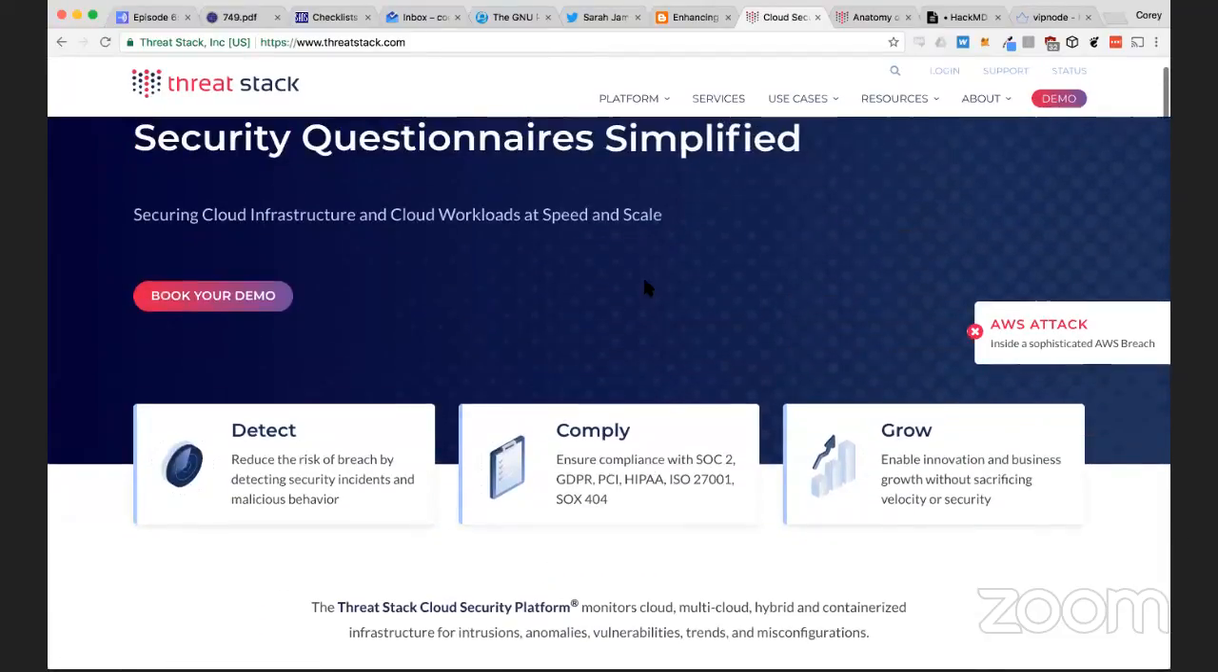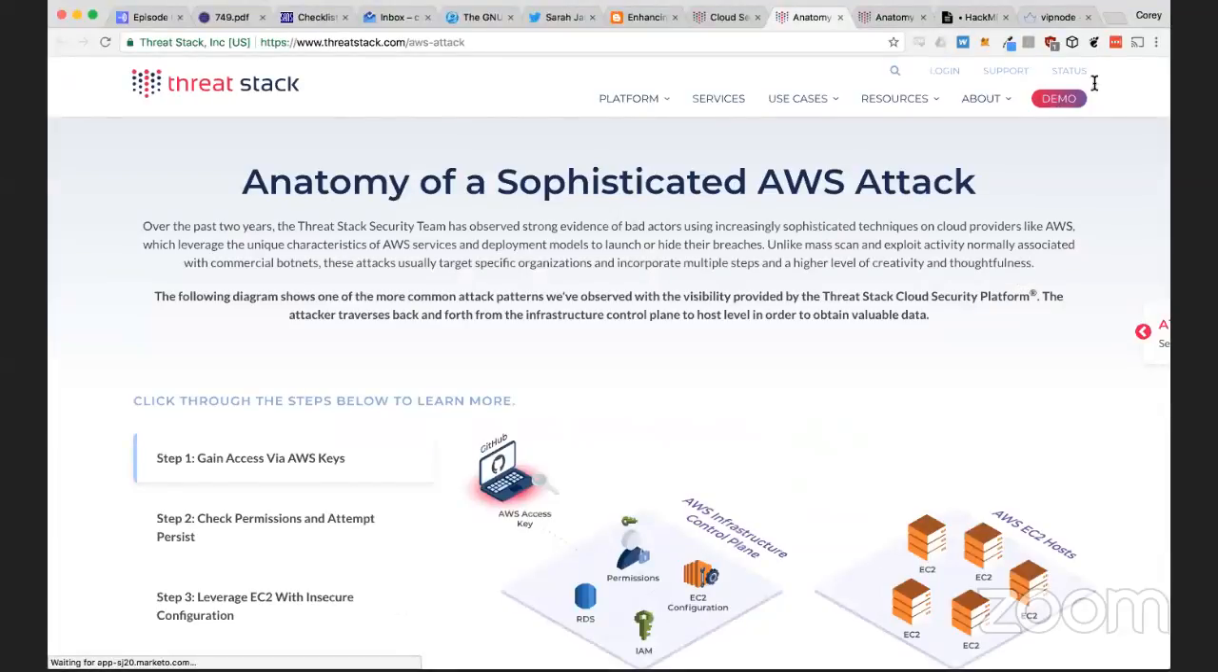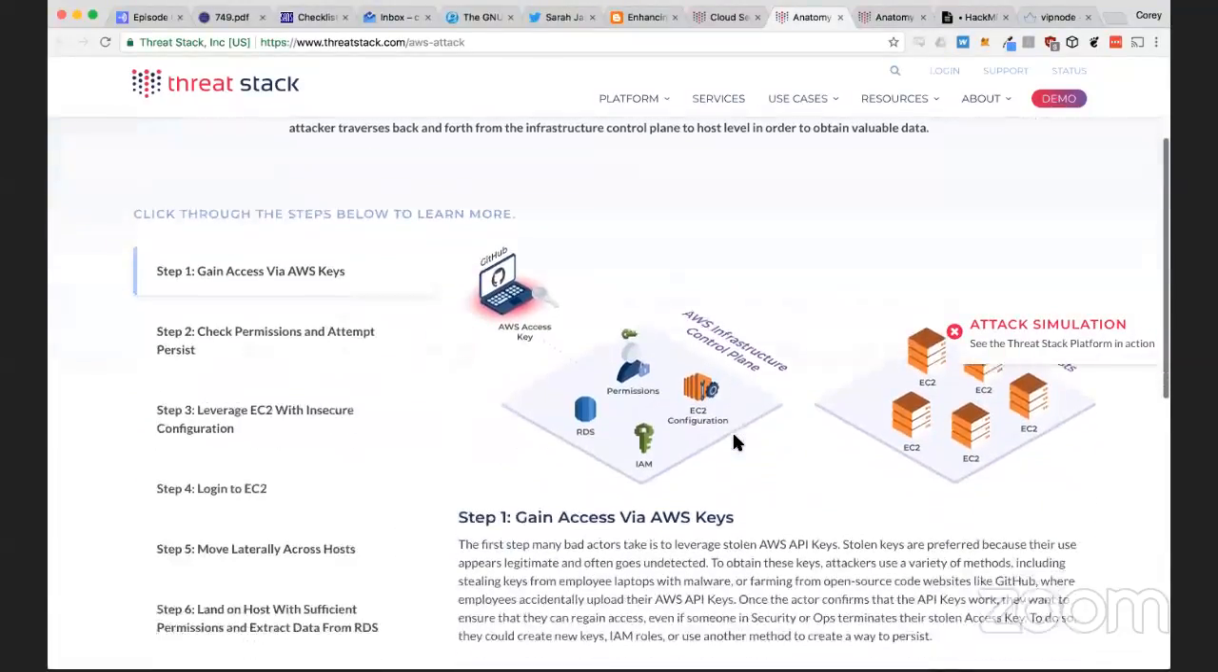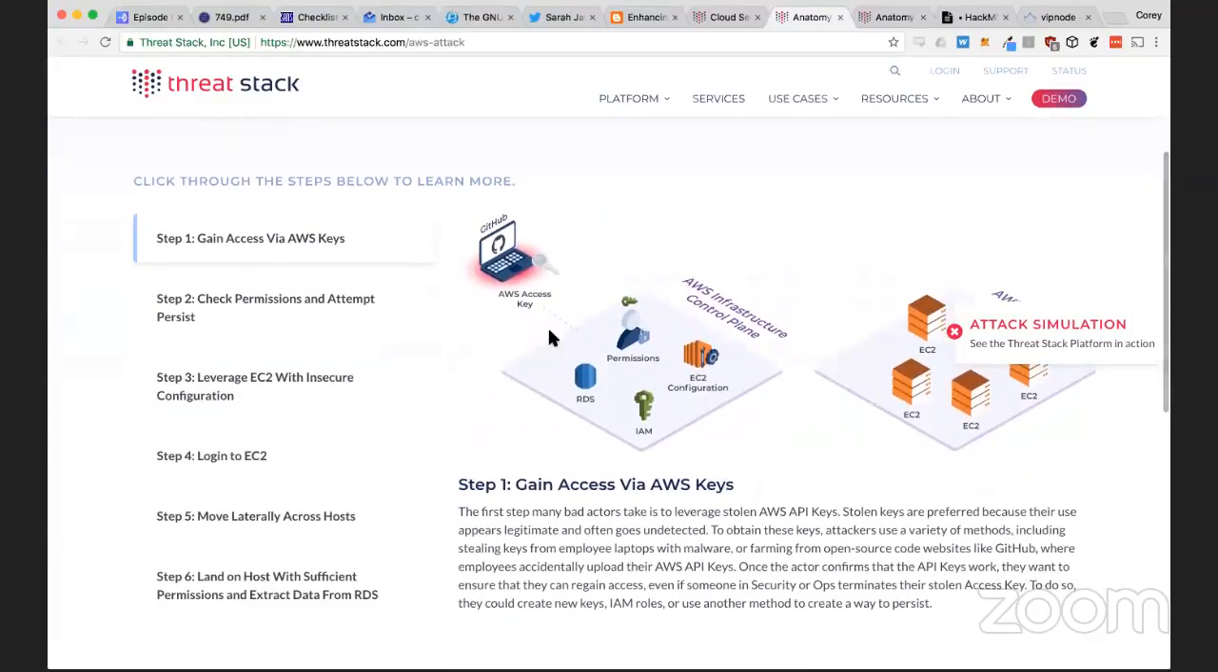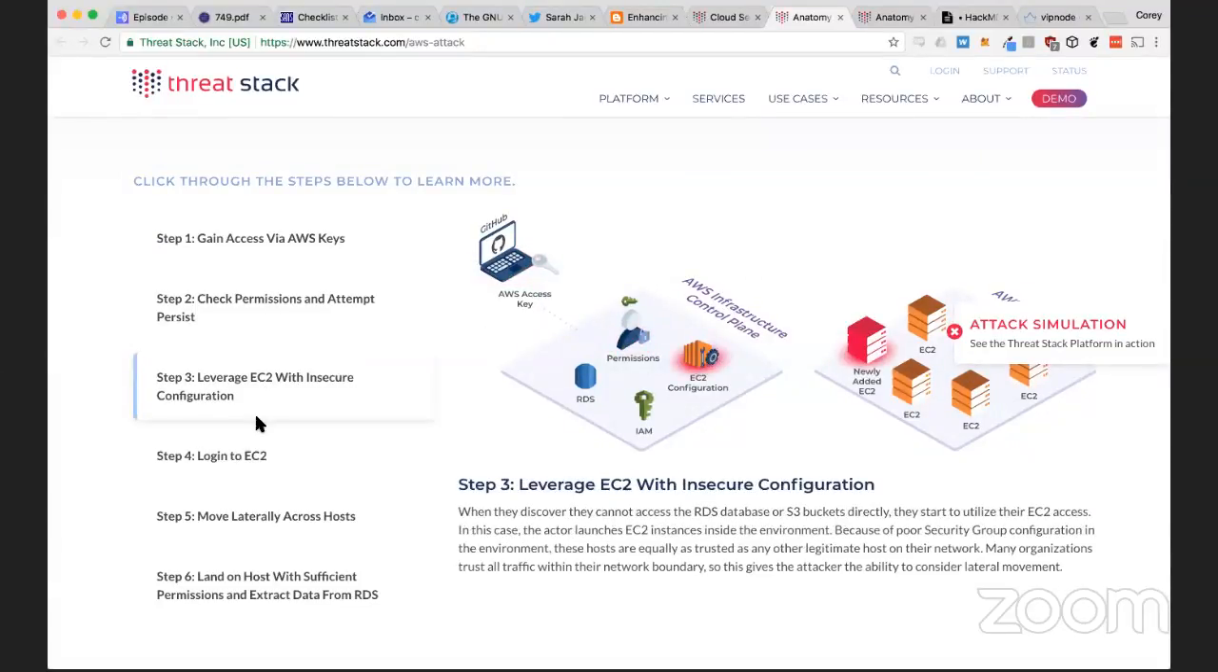And so this is the seed. You can look at kind of an idea of what an attack is. This is like an AWS attack, someone gaining access to credentials across AWS infrastructure, and so on and so forth.